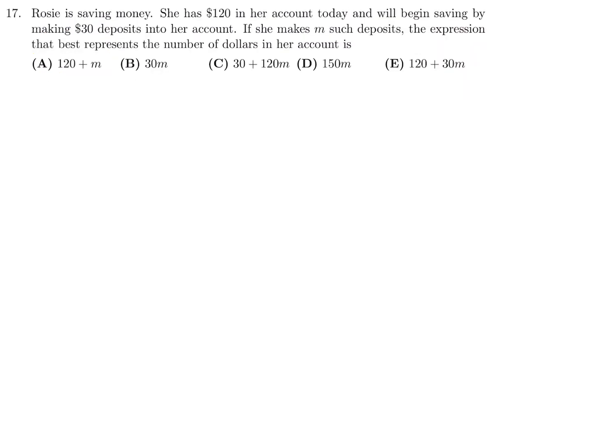Rosie is saving money. She has $120 in her account today and will begin saving by making $30 deposits into her account. If she makes M such deposits, the expression that best represents the number of dollars in her account is. She starts with 120, and she's making $30 deposits, but she's making M of those.